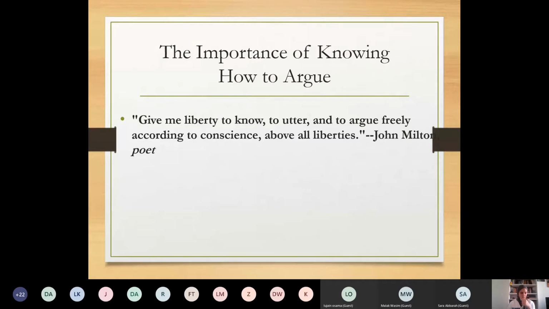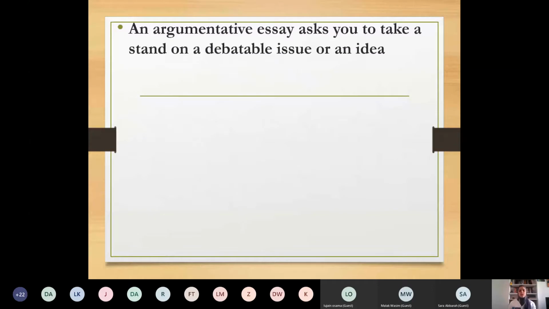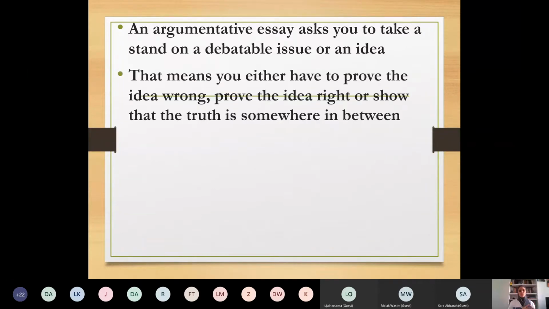The importance of arguing. When I am free, I can argue. I can say my opinion, my point of view, and I can support it. An argumentative essay asks you to take a stand, a position on a debatable issue. So I have two opinions. I'll take one side of the two sides. That means you either have to prove the idea wrong or prove the idea right, or show that the right is between the two. It's not compare and contrast, girls. Argumentative essays is to say your opinion about a topic.